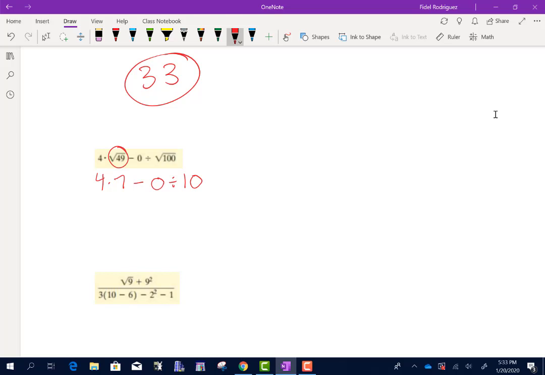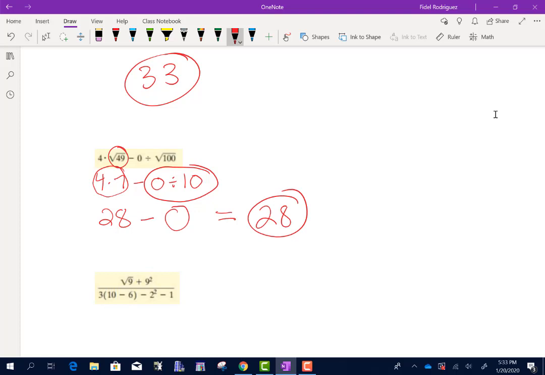All right. Now we do have multiplying and dividing. The first thing I see is multiplying, so let's go ahead and do that first. 4 times 7 is going to give us 28. Minus, I still have to do my division here. 0 divided by 10, if you remember, is 0. And so finally, 28 minus 0 is still 28.